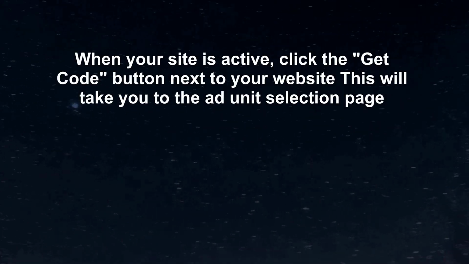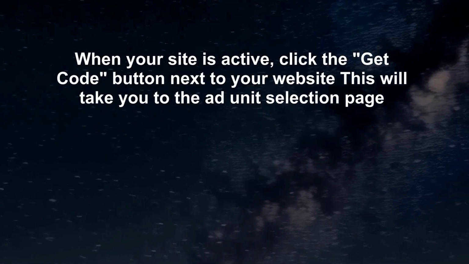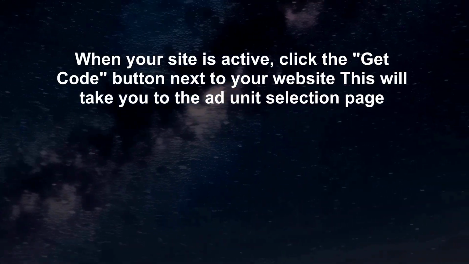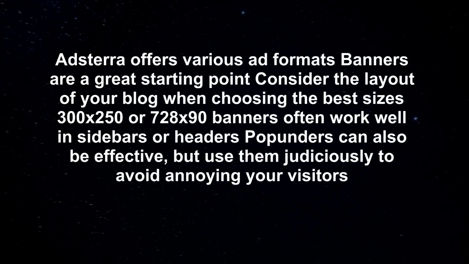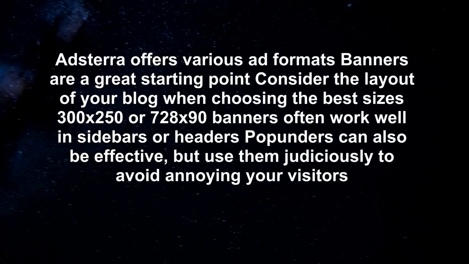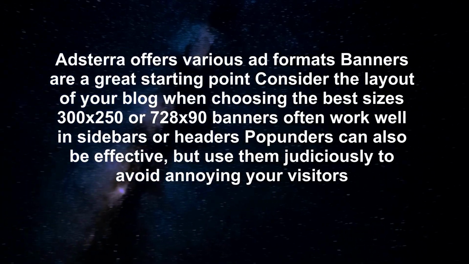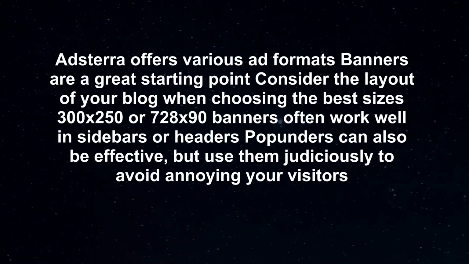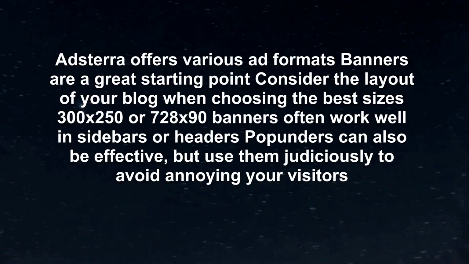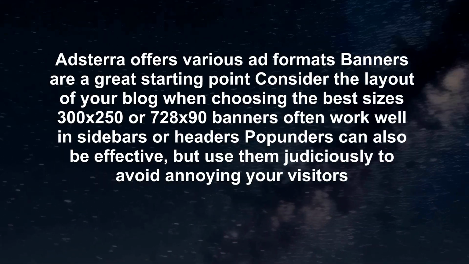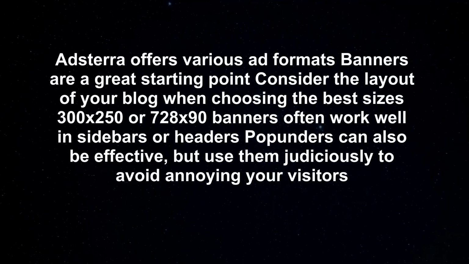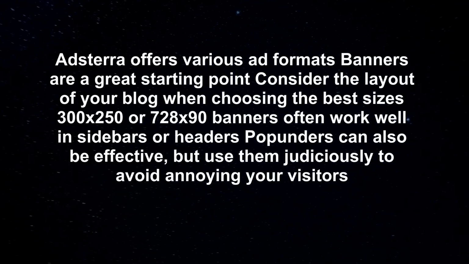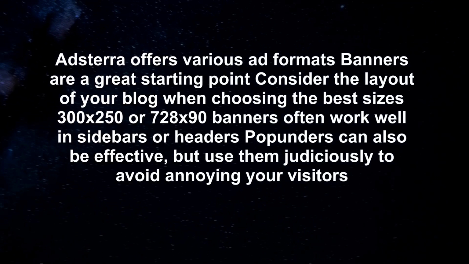When your site is active, click the Get Code button next to your website. This will take you to the ad unit selection page. Adsterra offers various ad formats. Banners are a great starting point. Consider the layout of your blog when choosing the best sizes. 300 by 250 or 728 by 90 banners often work well in sidebars or headers. Pop-unders can also be effective, but use them judiciously to avoid annoying your visitors.